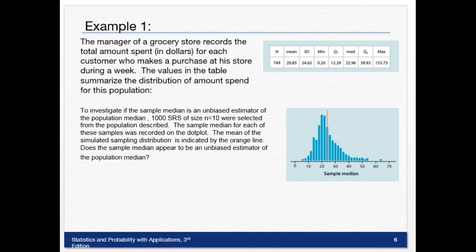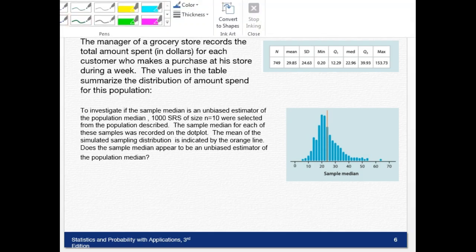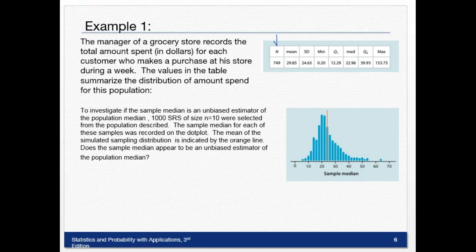So here's what your problems might look like today. The manager of a grocery store records the total amount spent in dollars for each customer who makes a purchase at his store during a week. The values in the table summarize the distribution of amounts spent for this population. So notice on our table over here, there's 749. Here's the mean, the standard deviation, the minimum, the median, the maximum, and maybe you remember Q1 and Q3, 25th percentile, 75th percentile.